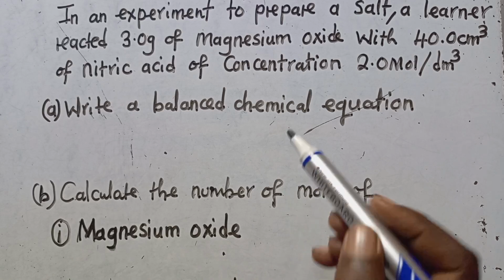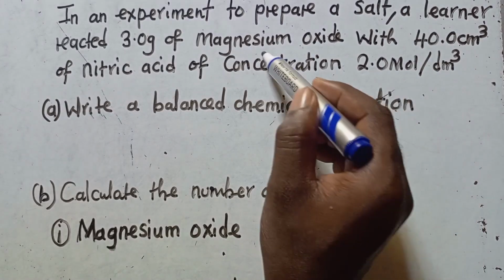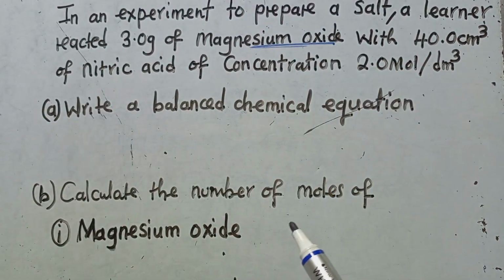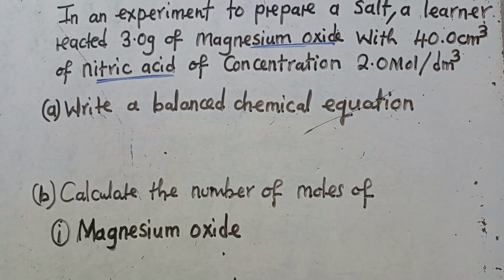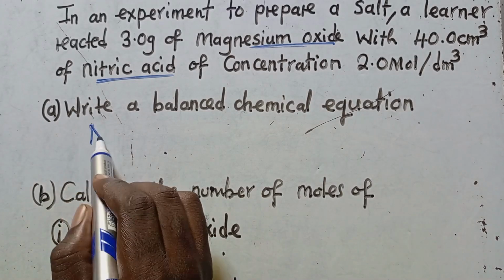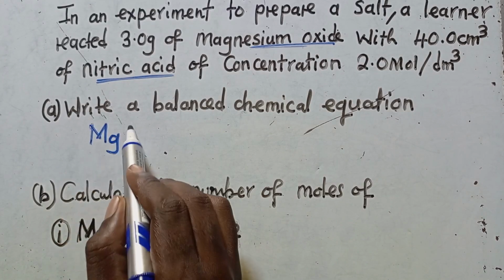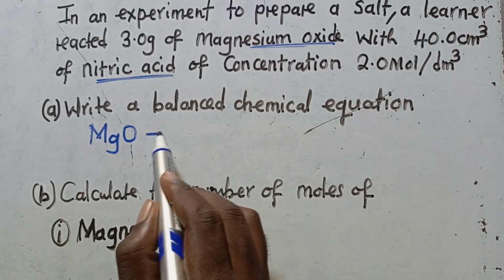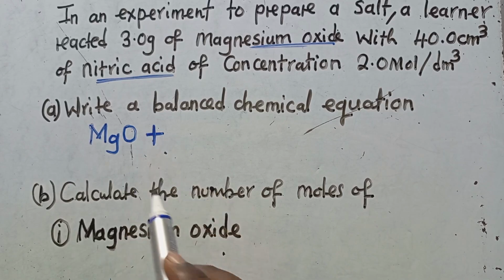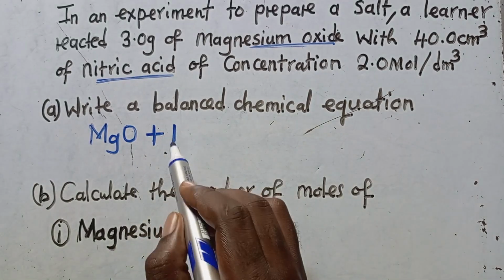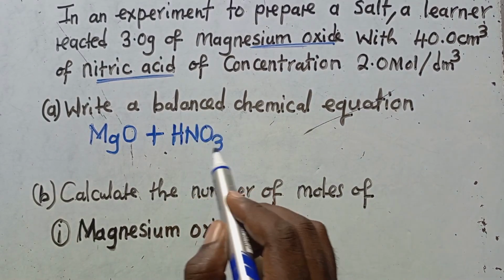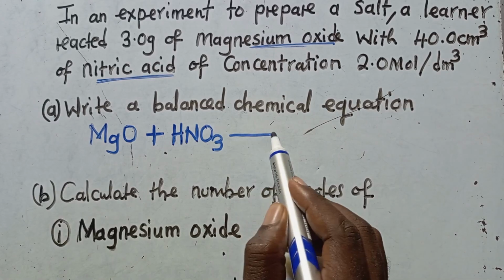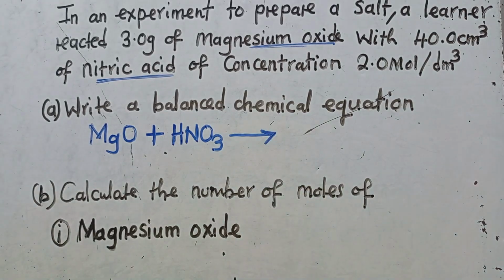So we've got this student that is reacting magnesium oxide with this acid we are calling nitric acid. Magnesium oxide is like this. So magnesium oxide, this is how we write it. It is reacting with what? Nitric acid. How do we write nitric acid? Nitric acid is just like this. What is the name of the salt that is formed?